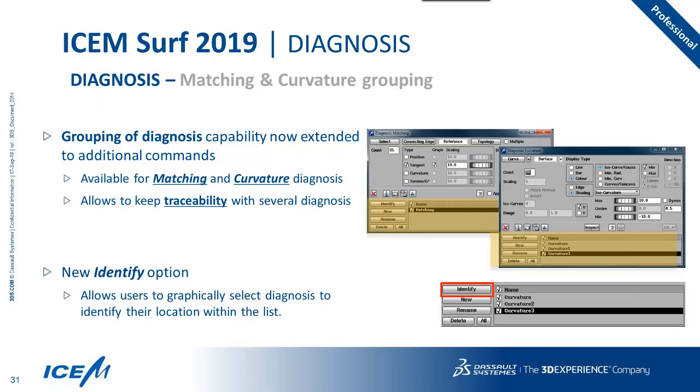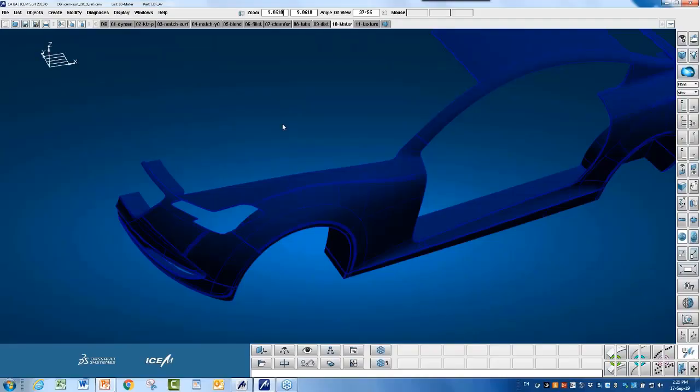And again, to make it a little easier to do, we've added the identify option. What this means is that you can pick graphically off the screen the diagnostic and it will pre-select it in the list. Let me show you how that works.